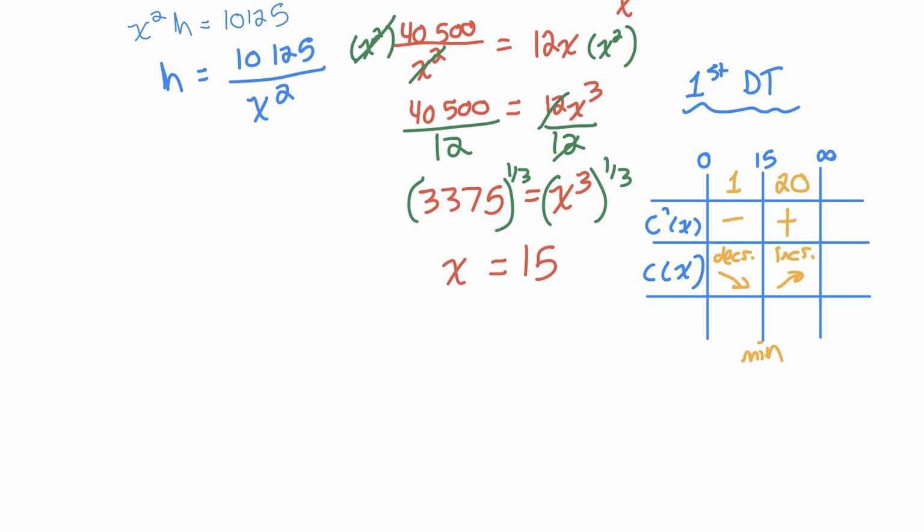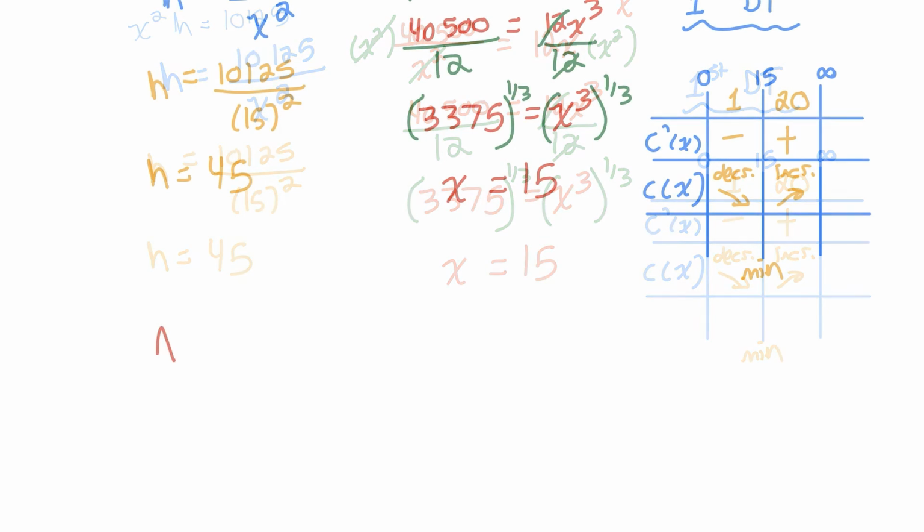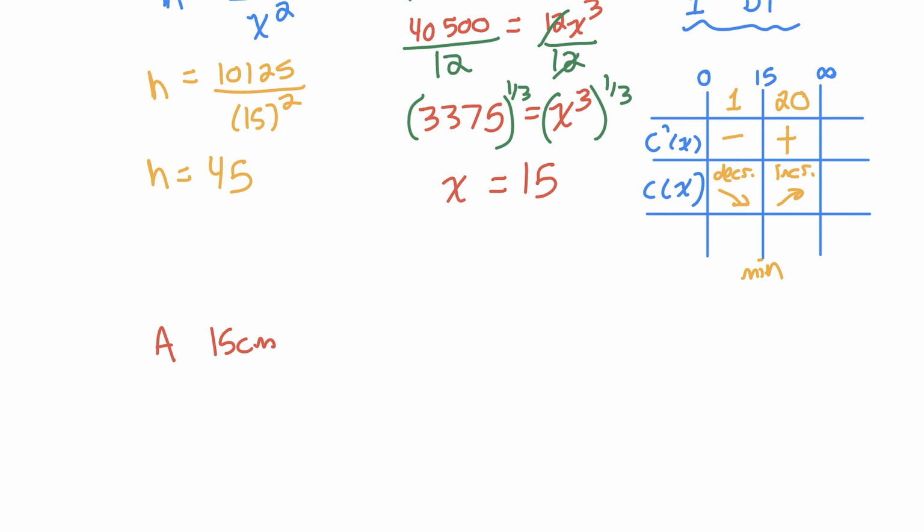Also, when x is 15, we can solve for h. If I sub 15 into my height equation for x, I figure out the height is 45. A 15 centimeter by 15 centimeter by 45 centimeter box will minimize the cost.